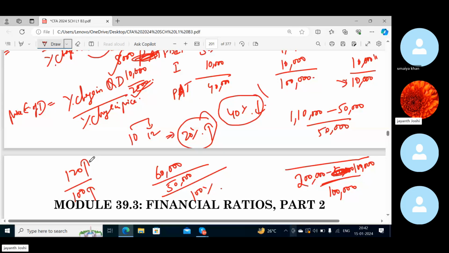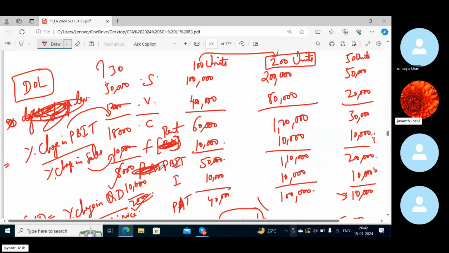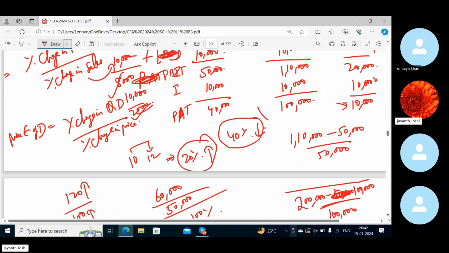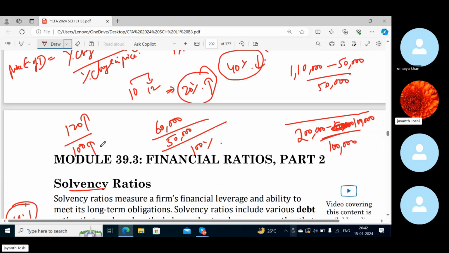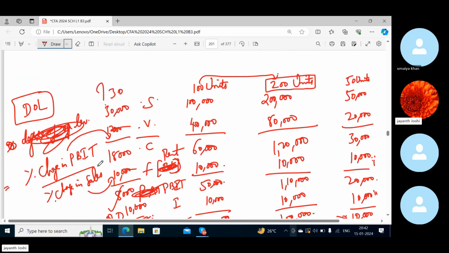Yes, sir. Because what has happened is irrespective of the increment in my activity level, my fixed cost has remained the same. And that has given me a very high percentage change in PBIT. This advantage can only be taken if my sales levels are doubled or my activity level has doubled. But if I halve my activity level, you see what's going to happen. So now here 100 units and here 50. I know that my activity level has decreased by 50%.